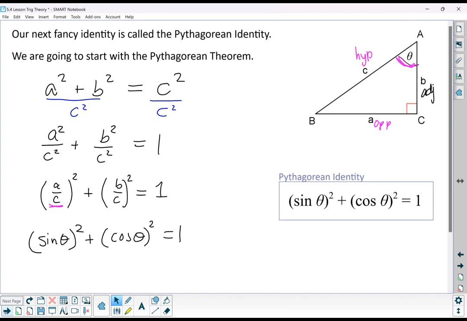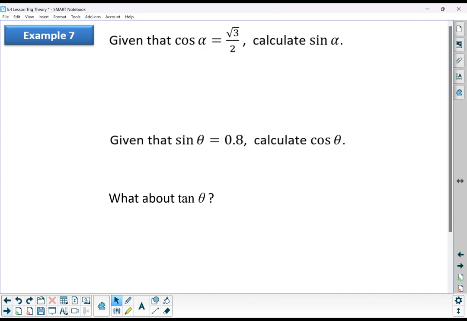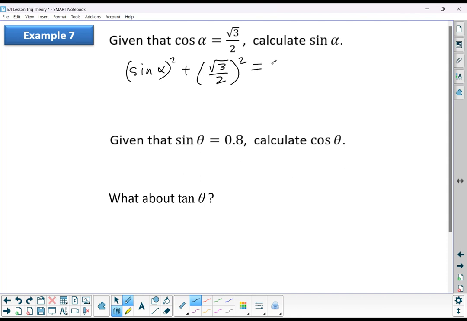It's an important identity that gets used a lot in higher math. So we're going to use this to help us solve a problem or two. If I know that the cosine of alpha is root 3 over 2, what would the sine of alpha have to be? And again, we could solve this by setting up a triangle and all that stuff, but we could also use our Pythagorean identity. We know that the sine squared of alpha plus the cosine squared of alpha is equal to 1. So if I substitute root 3 over 2 for the cosine of alpha, I know that these two things have to add together to give me 1.